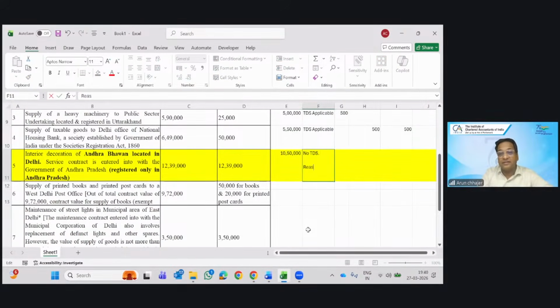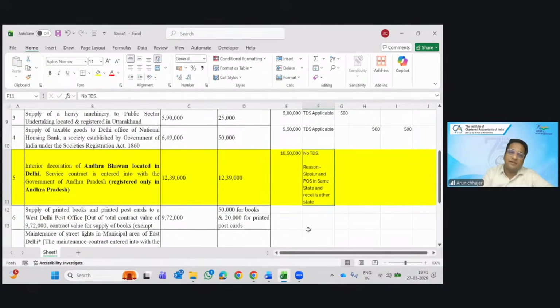Because supplier and POS is in the same state and recipient is in another state. If you refer to section 51, the proviso talks about that if the recipient government is located in a different state and the supplier and POS fall in one same state, so in that case, which tax would be charged? C plus S would be charged, and therefore no TDS.